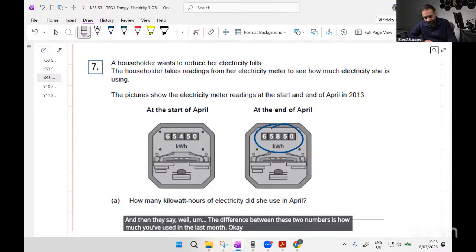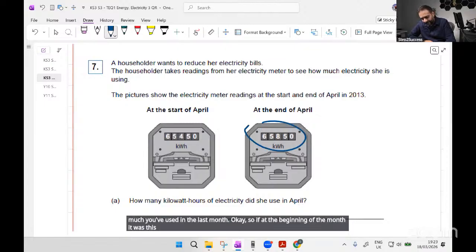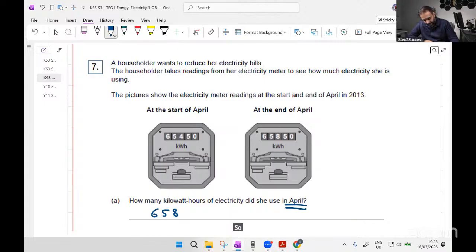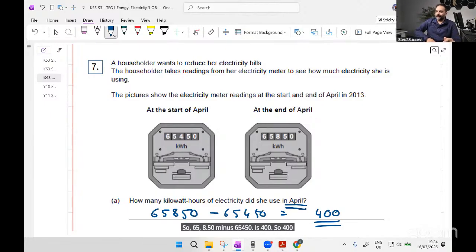Okay, so if at the beginning of the month it was this, and then at the end of the month it's this bigger number because it goes up all the time, then the difference between those two is how much we used during that month. So 65,850 minus 65,450 is 400. So 400 is how much we used in April.